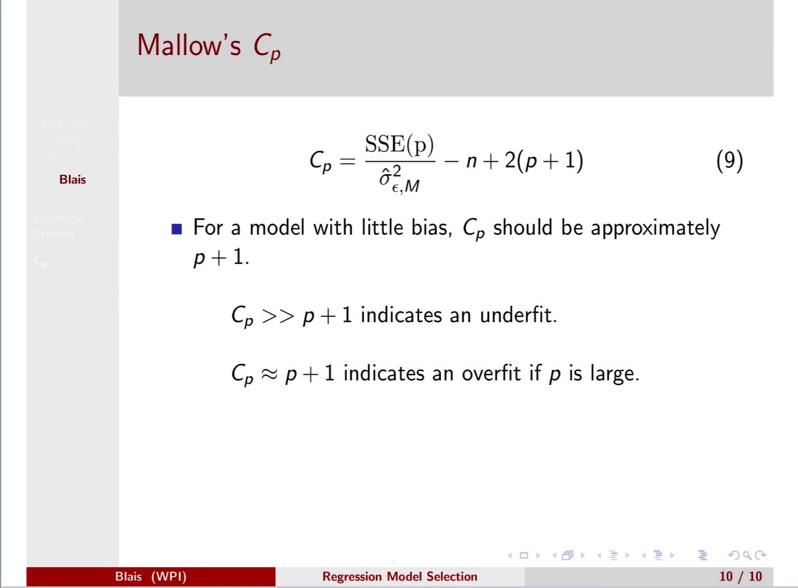And the idea here is for a model with little bias, Cp should be approximately p plus 1. That's its expectation, p plus 1. So intuitively, if your Cp comes out much larger than p plus 1, this indicates an underfit. And for cases where p is large, if your Cp is close to p plus 1, that's typically an indication of overfitting.